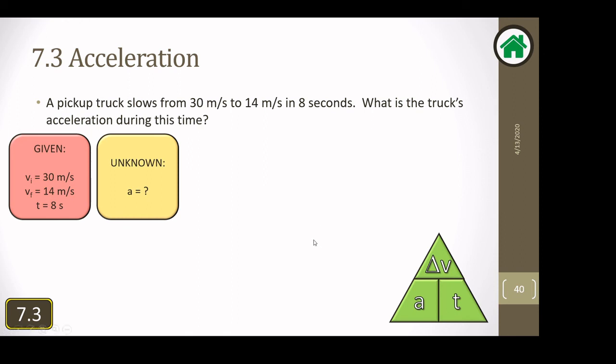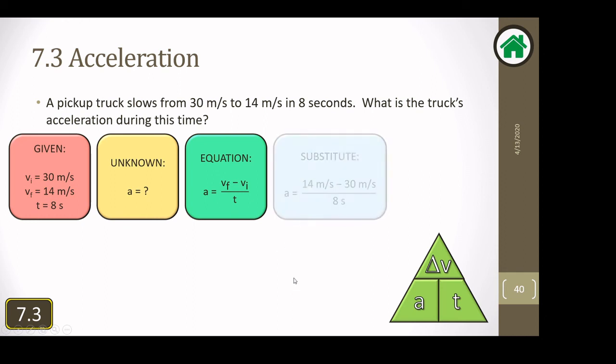A. The formula for acceleration is delta V divided by T, or we can say A is equal to VF minus VI divided by T. We will substitute in the numbers that we have. The final velocity is 14 meters per second. Very, very important that you put this first. The initial velocity is 30 meters per second. Super important that you put that second. And then the time, substitute 8 seconds. And now we do the math.